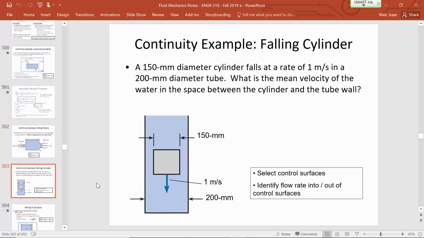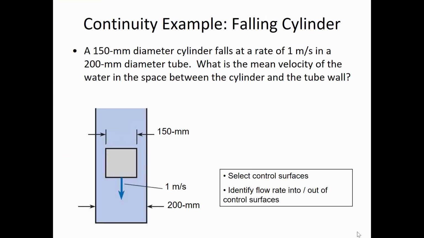But here's an example where we may need to do something a little bit different, where we have a falling cylinder, a solid cylinder, falling through the center of a pipe that's full of water. And what we're curious to know is if the cylinder itself is falling at a velocity of 1 meter per second, then what is the velocity of the fluid that's going around the outside of that cylinder? Because what's happening is that as the cylinder falls downward, it's pushing water out of the way. And that water has to flow around the outside edge.